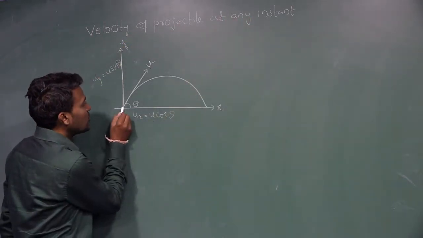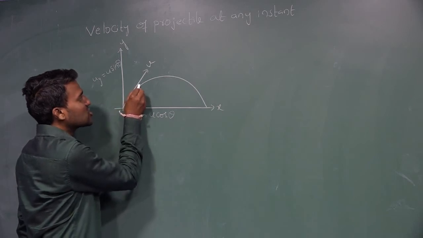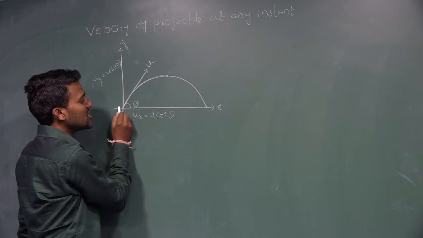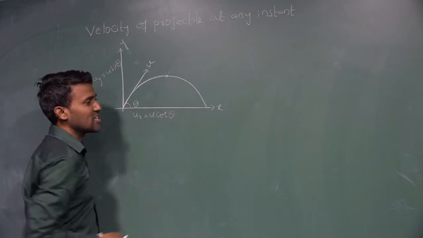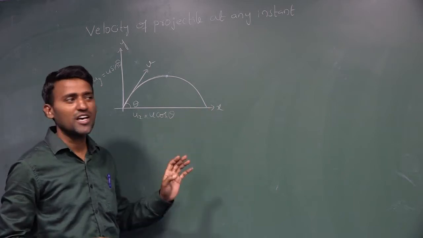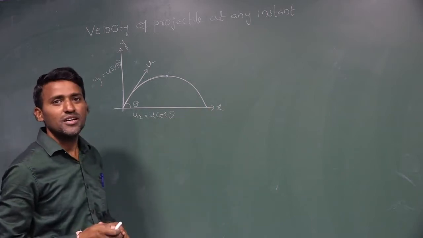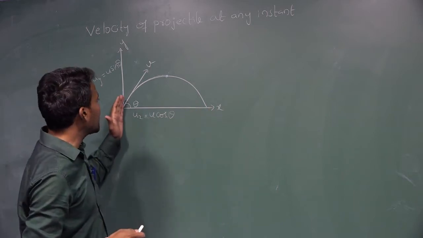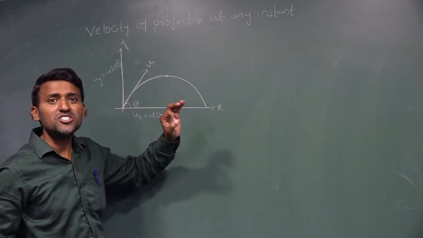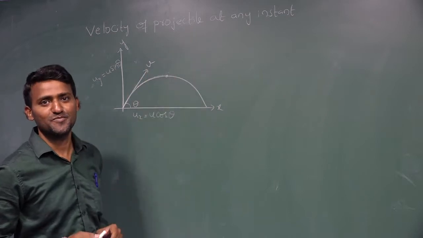See here, when the object is going along this direction, isn't it? Horizontally it is maintaining constant velocity. Along the horizontal direction it is maintaining uniform velocity, that is u cos theta, isn't it? Along the vertical direction, while it is going upward, the velocity of the object will change.